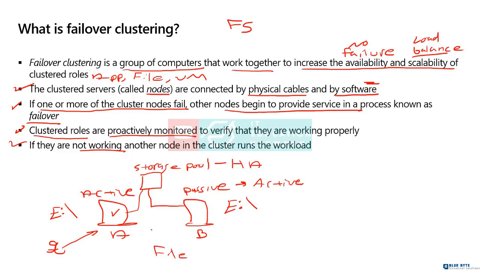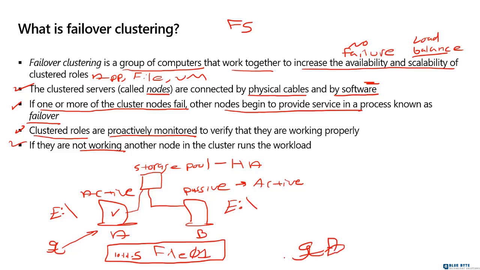Now, when you connect to the cluster, you don't directly connect to server A or server B. The way it works, the entire cluster gets a name. So let's say we call this the entire cluster. I'm just going to name it File01 as the name of the cluster. It also gets an IP address, I'll say 10.1.1.5. So when you connect to this, you browse the name of the cluster, not the individual servers in the cluster.